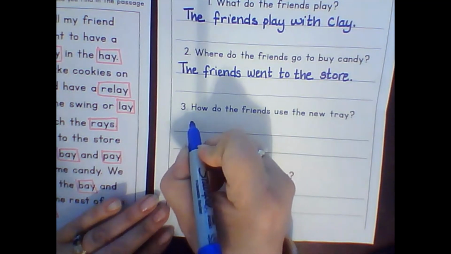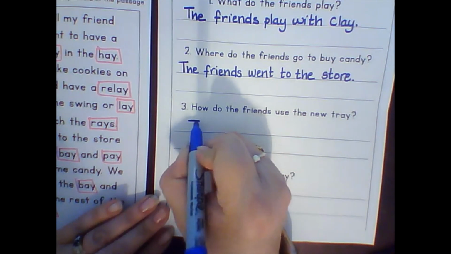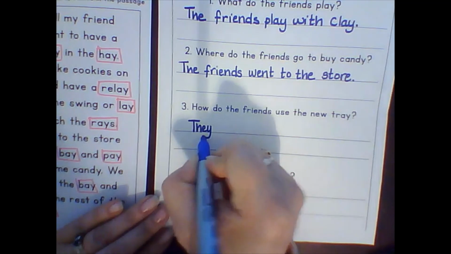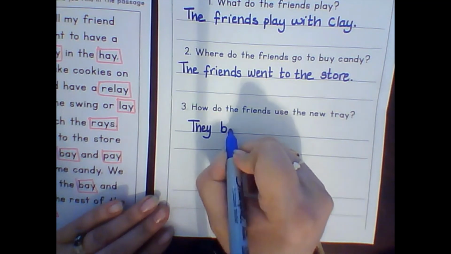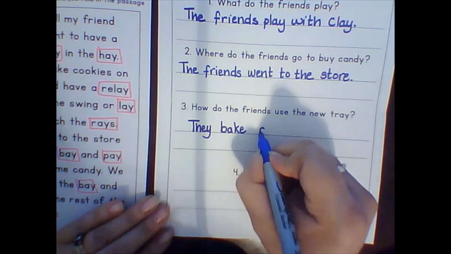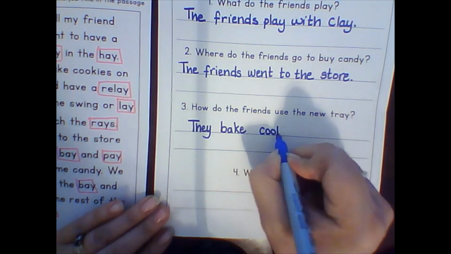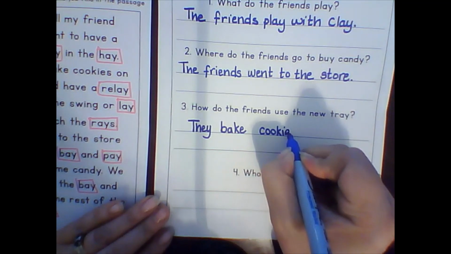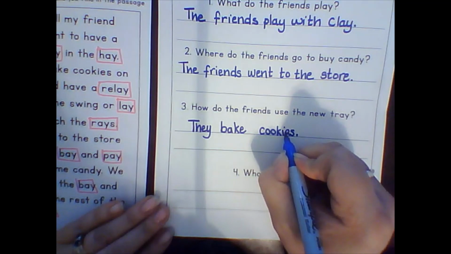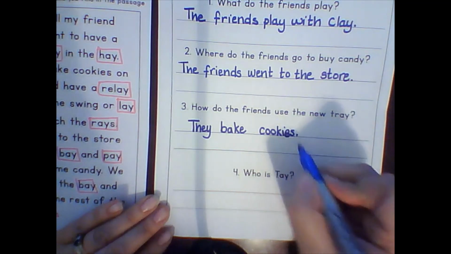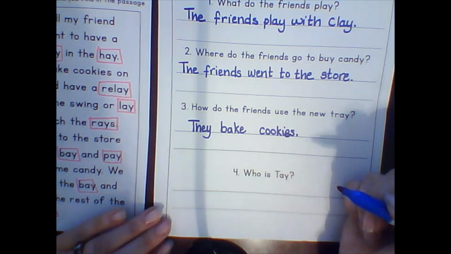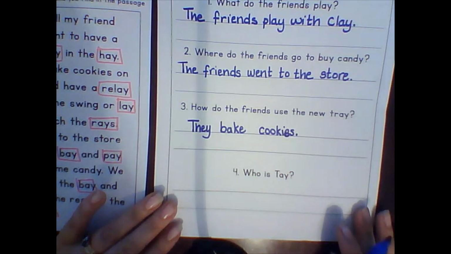They bake cookies. I wonder what cookies they baked. My E looks a little funky. Sorry. They bake cookies. I like cookies. I like chocolate chip cookies. What is your favorite cookie?